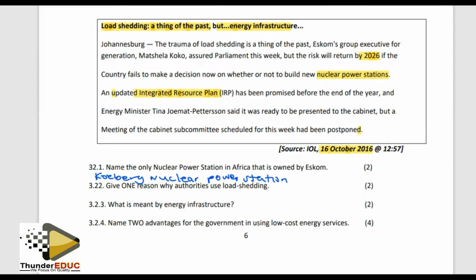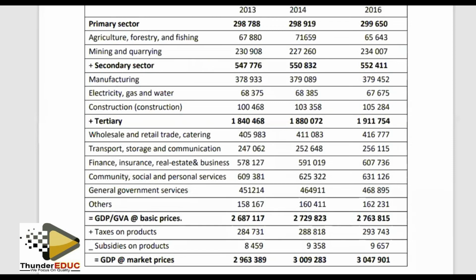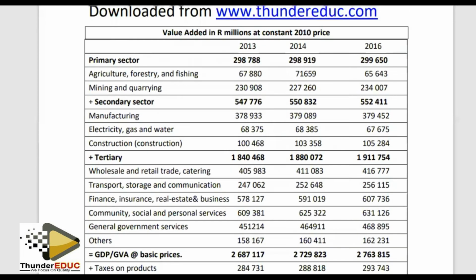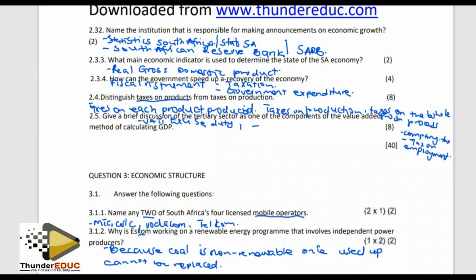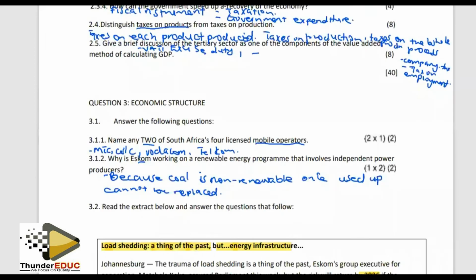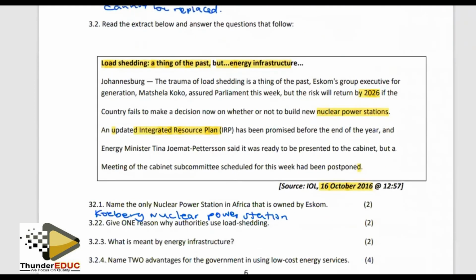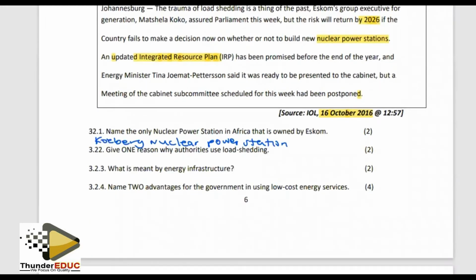Okay. Let's look at another question here. Give a reason why authorities use load shedding. Why do authorities use load shedding? The reason is to save energy.